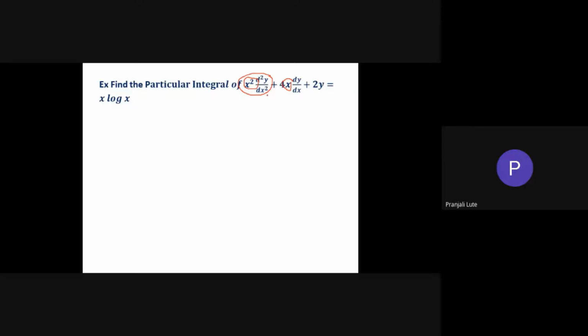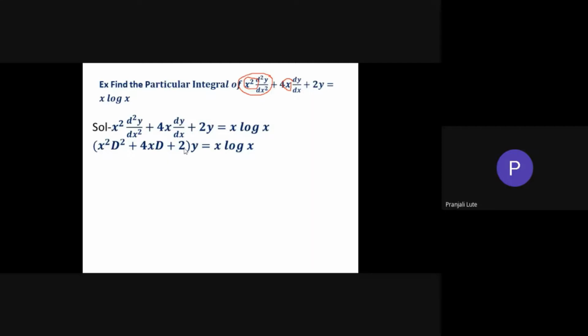So d/dx is capital D. So capital D square plus 4x d/dx is capital D plus 2, y taking common, and this is equal to x log x. This is the Euler-Cauchy differential equation. So we have to reduce this equation into a linear differential equation with constant coefficients by using the substitution x equal to e to the power z.